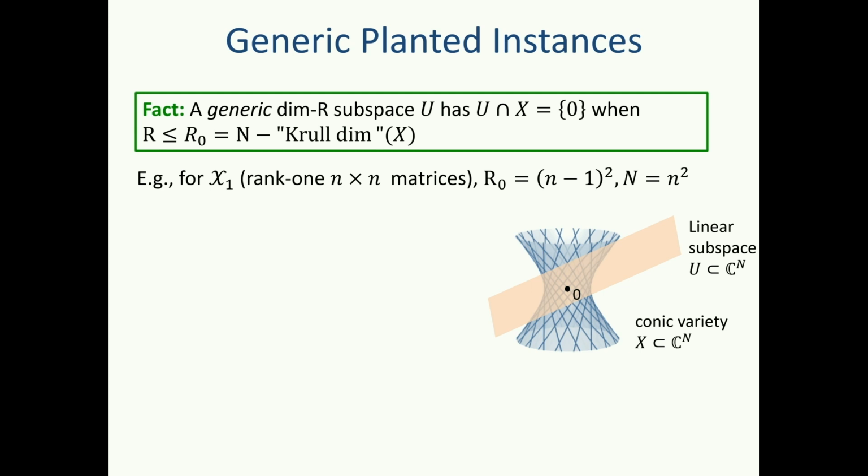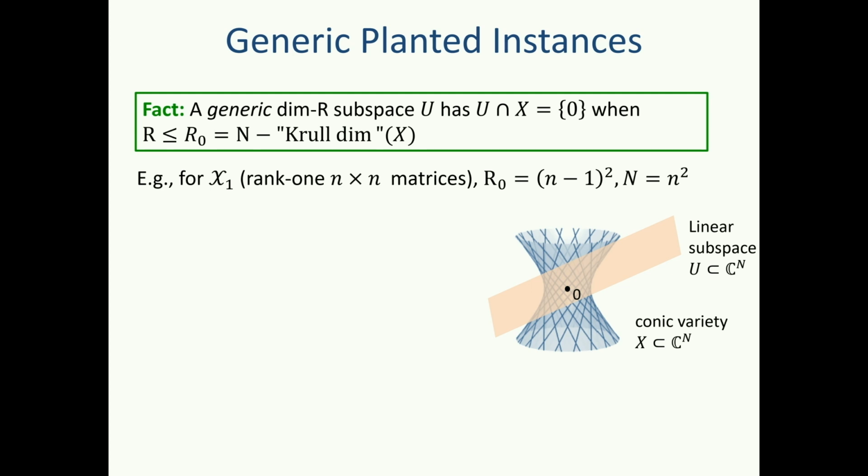But there is a notion of dimension of varieties. It's a very basic fact in algebraic geometry that if you take a generic r-dimensional subspace, and r is less than r0, where r0 is basically the codimension of the variety, then its intersection will be trivial. For example, if you think of the space of rank 1 matrices, then r0 here is just (n minus 1) squared, whereas the dimension that it lies in is n squared. So it's almost the whole thing. The difference is just 2n minus 1.